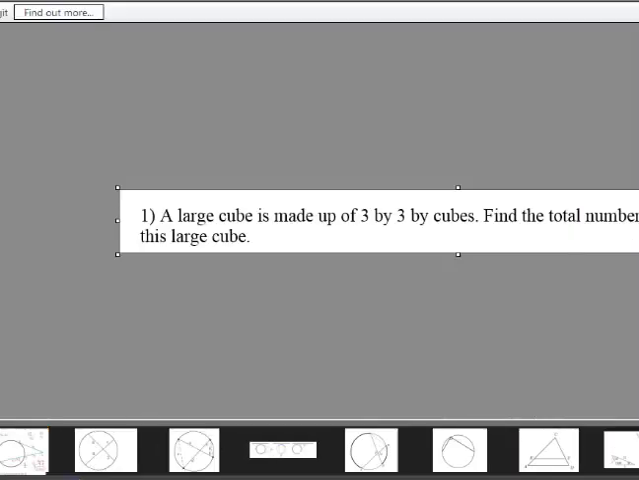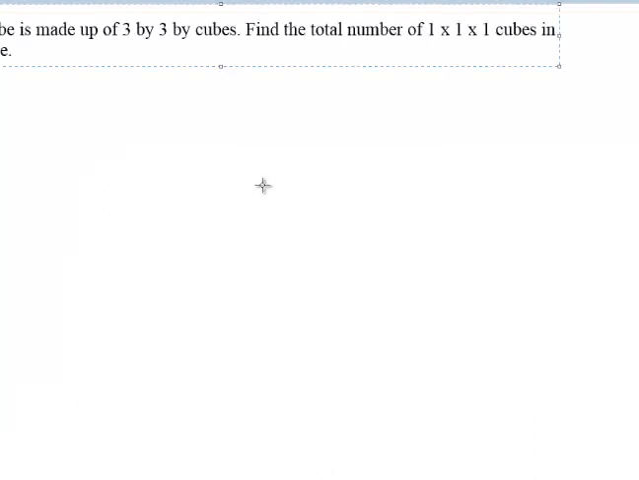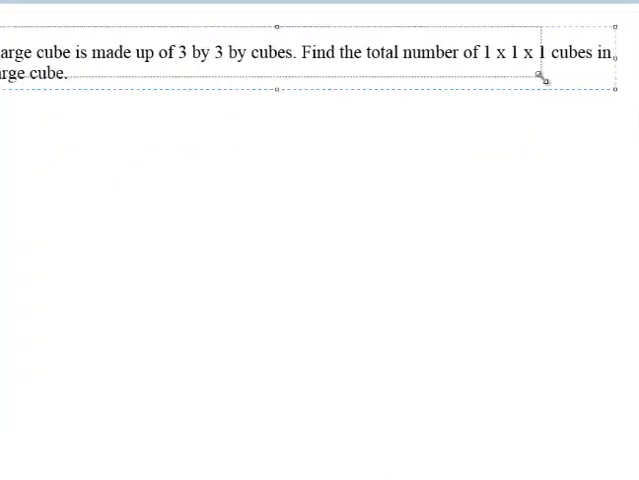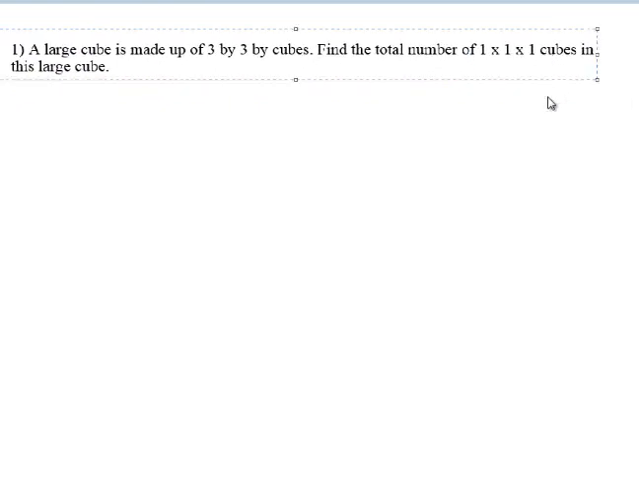Let's take a look at a couple of the examples from Chapter 1, which illustrate what we're looking for. Here's one type of example that you might see. Let me put that over here. Okay, there we go. A large cube is made up of 3 by 3 by 3 cubes. Find the total number of 1 by 1 cubes in this large cube.